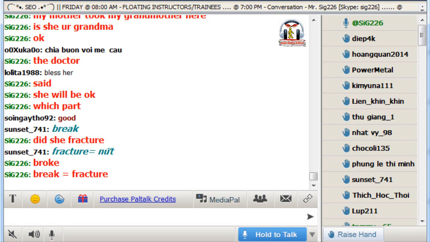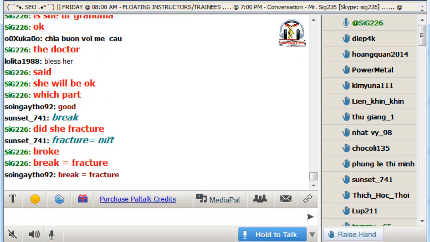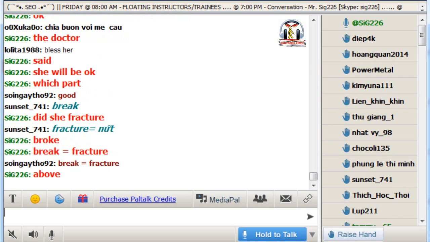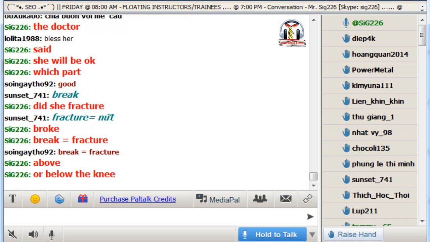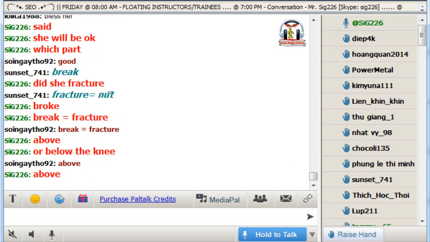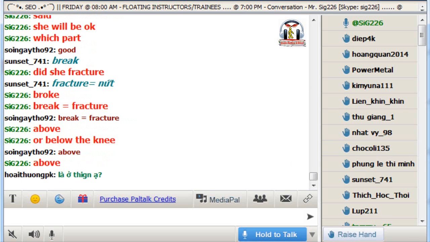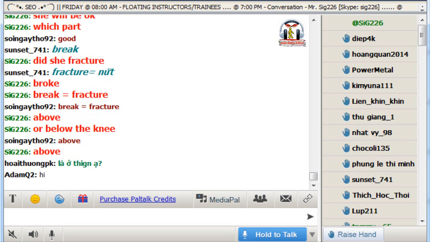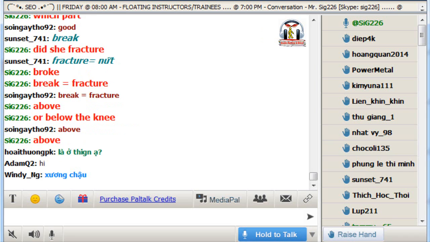Yes, fracture. All right, and so which part? Like above the knee or below the knee? Above the knee. That means the fracture is above the knee. Yes, near the hip. Oh, okay. So like the thigh. Oh my gosh. Yes, and it is the left leg. That means the break is in the left leg. I see. Yes, it's the left leg.